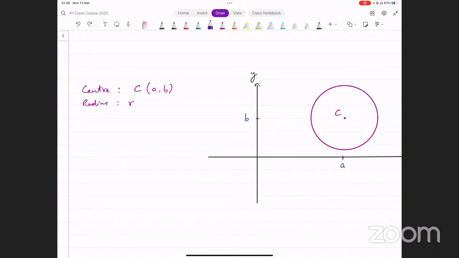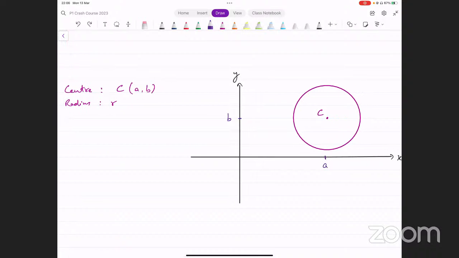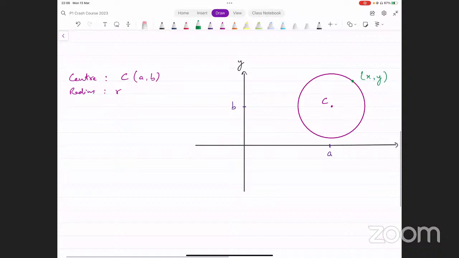Now, let's take a general point on the circumference, just like before. Let's call that point x, y. That's a general point on the circumference of the circle. How can we connect x and y with each other? Remember, the radius is represented by the letter R. So this is the radius of the circle.